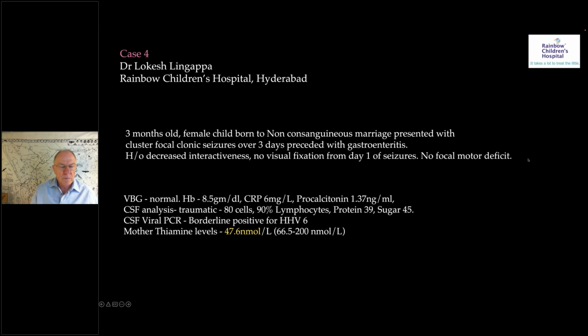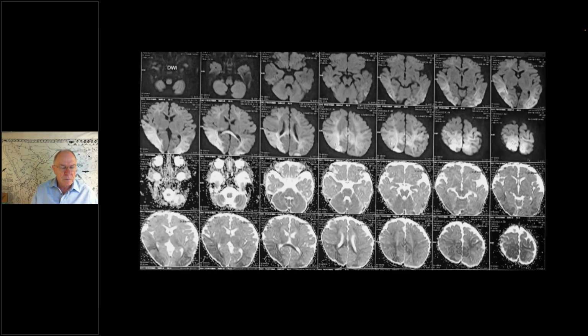We'll have a look at the images and then get back to the thiamine levels. So here we have the axial diffusion and ADC sequences from the films. And you can appreciate that there are confluent restricted diffusion in the bilateral cerebral hemispheres, predominantly involving the subcortical regions and also the deep white matter. The corpus callosum is also involved in the region of the splenium.